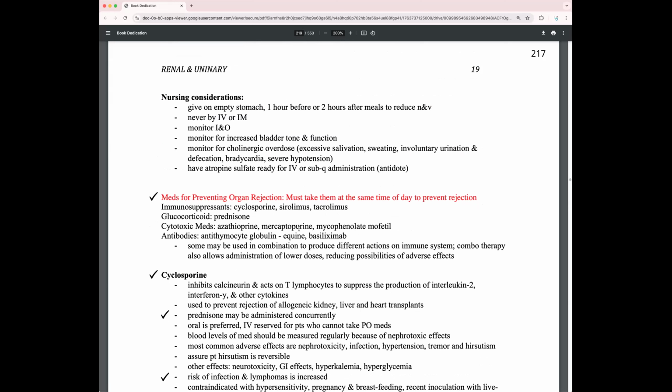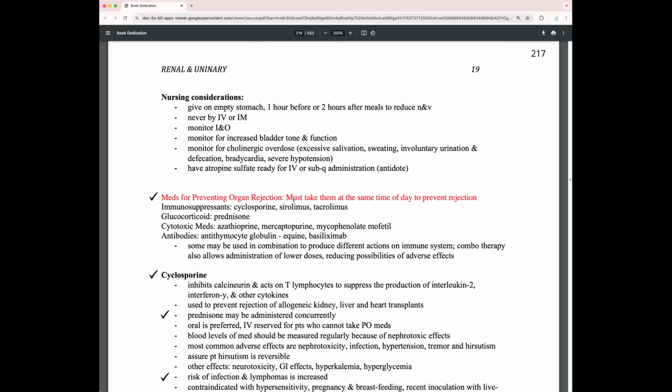And mercaptopurine. So if you see these medications on your patient's medication list, they are on an immunosuppressant. So you want to make sure you know why they're on it and when you need to give it. So make sure you read that section. Meds for preventing organ rejection: you must take them at the same time each day to prevent rejection.